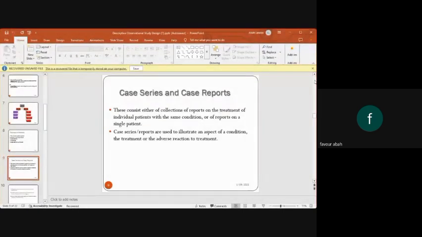Well, let's look at it in depth. What are case reports or case series? Let's start with case reports. Case reports focus on a single patient or a small number of patients, and they describe a unique, rare, or novel condition.